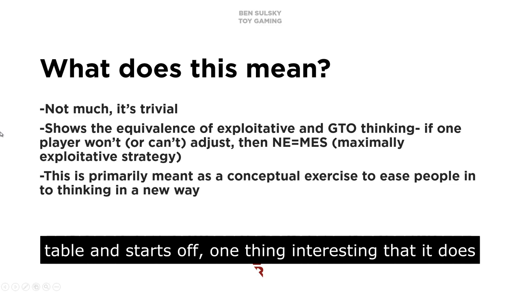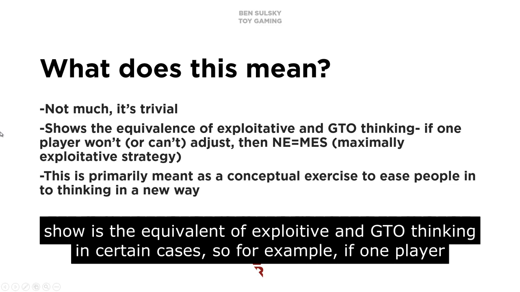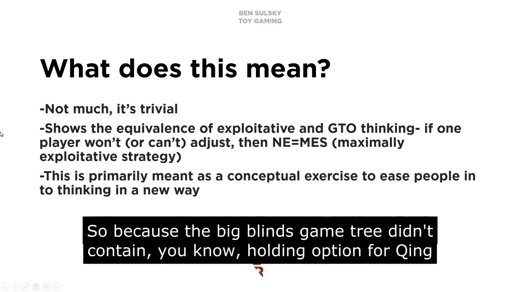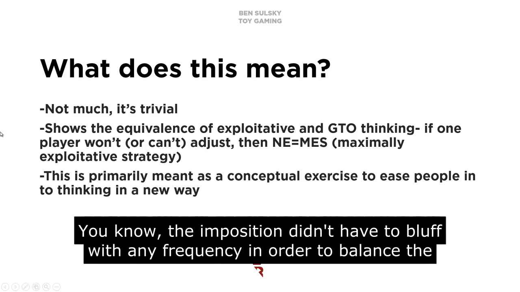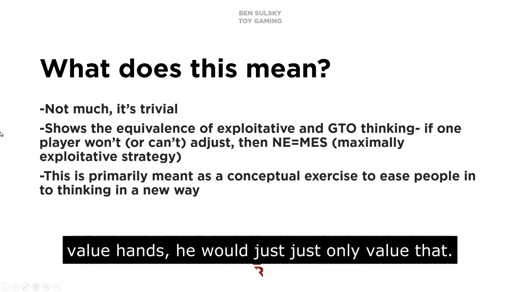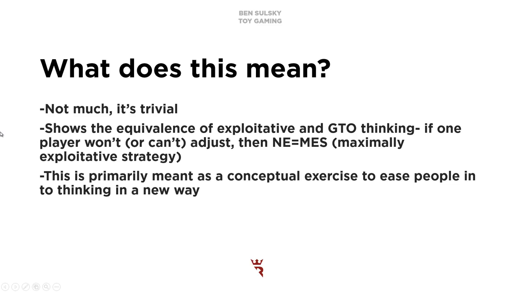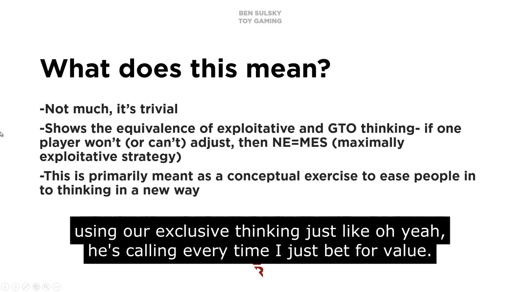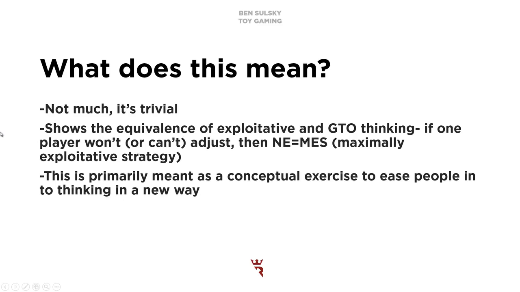One thing interesting that it does show is the equivalence of exploitive and GTO thinking in certain cases. So for example, if one player won't or can't adjust, then the Nash equilibrium is the maximally exploitative strategy. Because the big blind's game tree didn't contain a folding option for king-king, in position didn't have to bluff with any frequency in order to balance his value hands. He would just only value bet. And that's the same thing as what we would automatically realize the solution was, using our poker brains, using our exploitative thinking. It's just like, oh yeah, he's calling every time, I just bet for value.